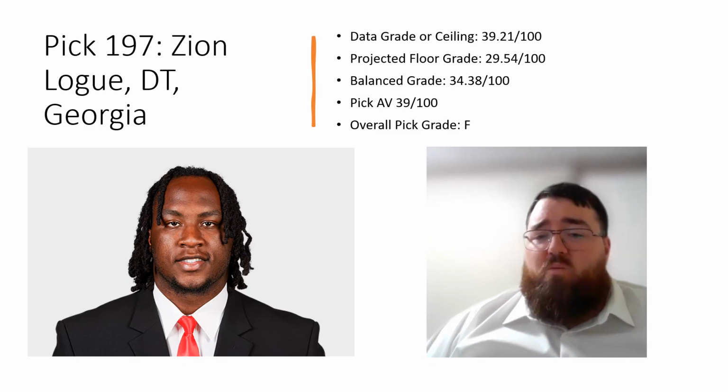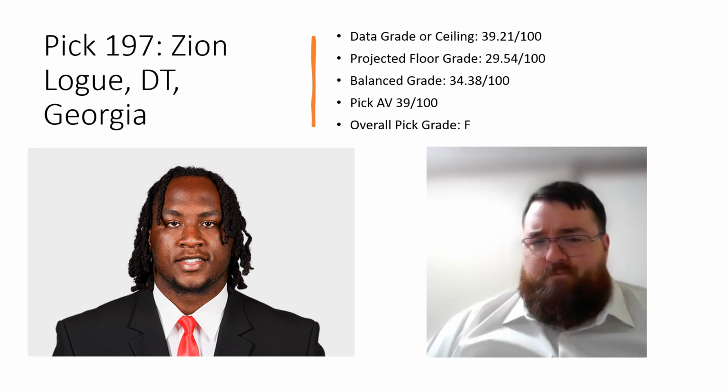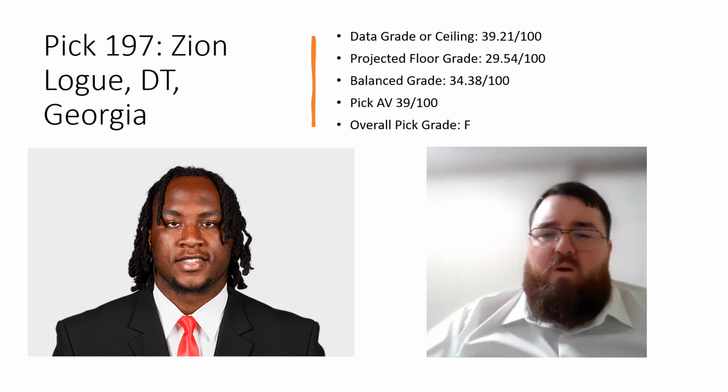Next up, we get pick 197, Zion Logue, defensive tackle out of Georgia. In terms of his data grade or ceiling, he had a 39.21 out of 100.